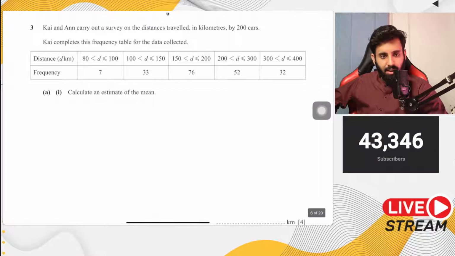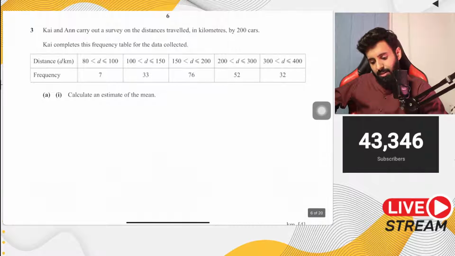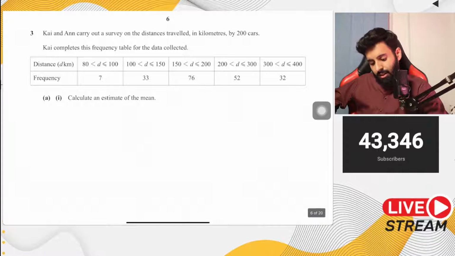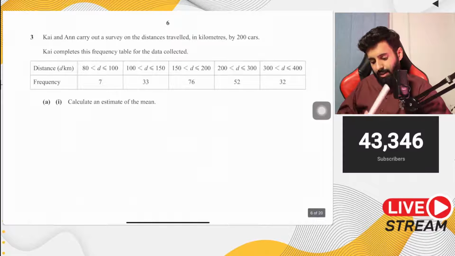Okay, let's call them K and A. So K and A carry out a survey on the distances traveled in kilometers by 200 cars. K completes this frequency table for the data collected. Calculate an estimate of the mean.